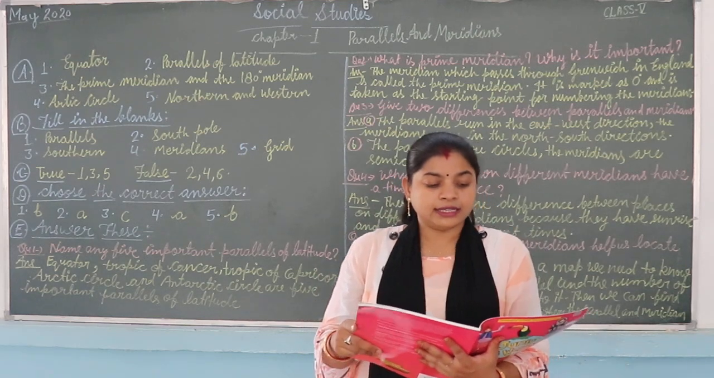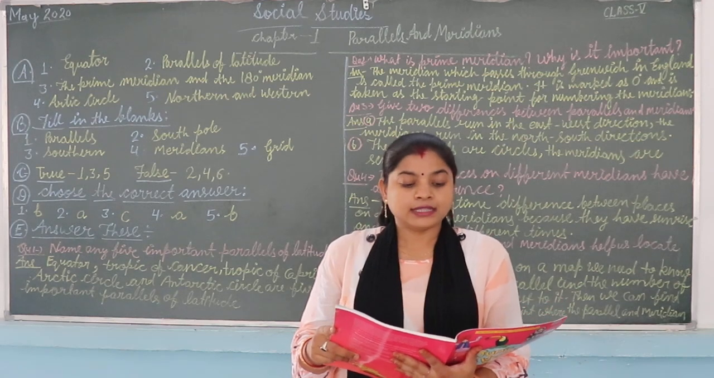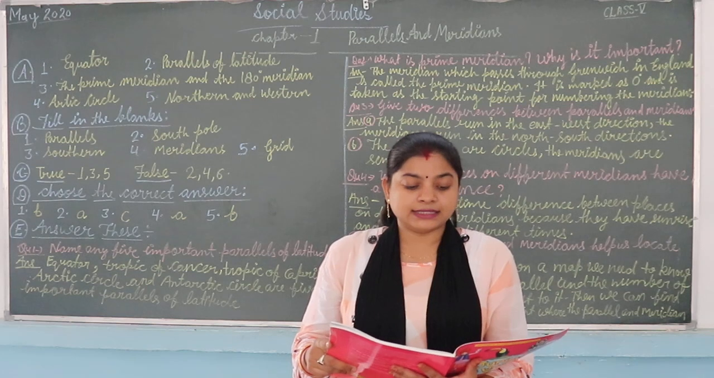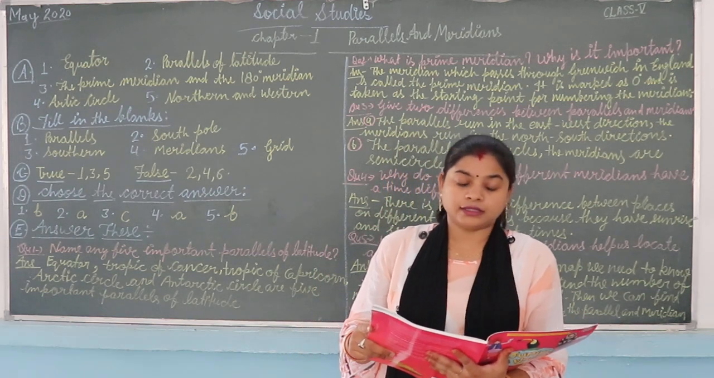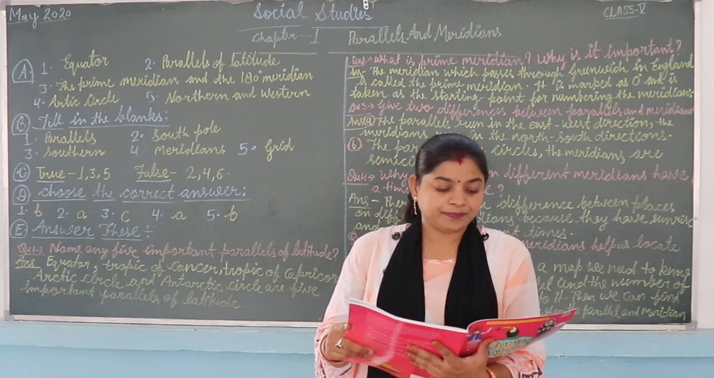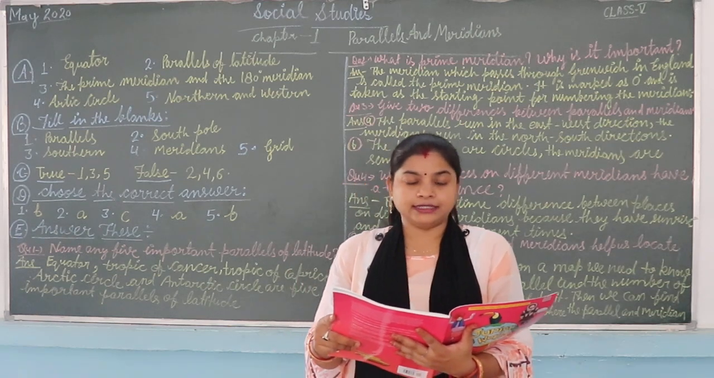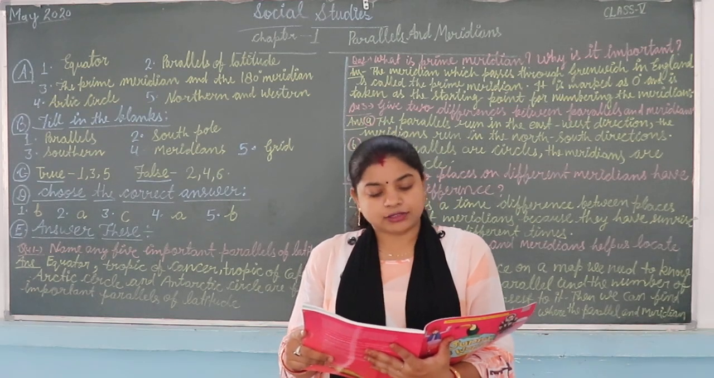The parallels are numbered. The equator is marked 0 degree. Starting from the equator and moving north, the parallels are marked from 0 to 90 degrees. In the same way, they are marked from 0 degree to 90 degree, starting from the equator and moving south.